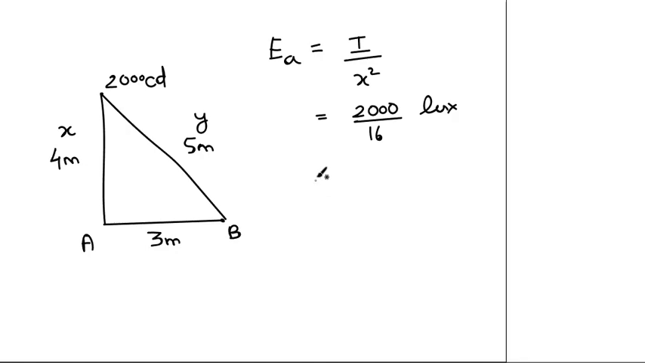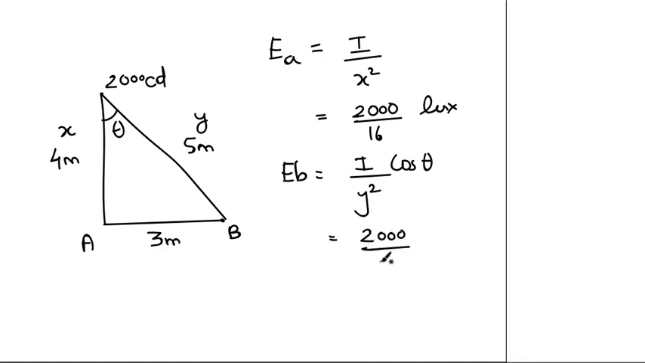Similarly, if you have to find the illuminance at point B, E is equal to I by Y square cos theta, because the distance now changes to Y, and theta is the angle between the luminaire's ray and the normal. So it becomes 2000 divided by Y square, which is 5 square, that is 25, into cos theta.